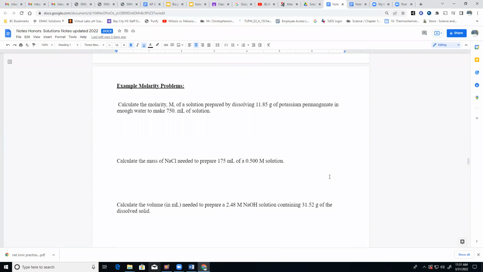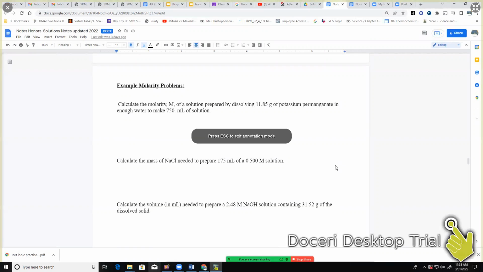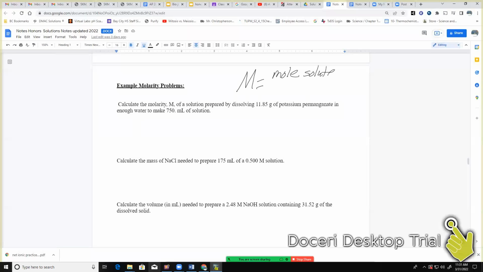All right, so the easiest one, I'm going to rewrite my formula right here. Molarity is moles of solute per liter of solution. The easiest case would be if you were given that, say, I had so many moles of sodium chloride and I dissolved it in 100 liters. That's just filling in your formula. But of course, you usually have to do a little more work than that.